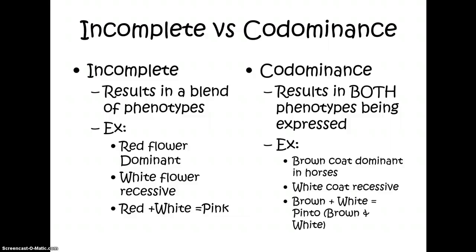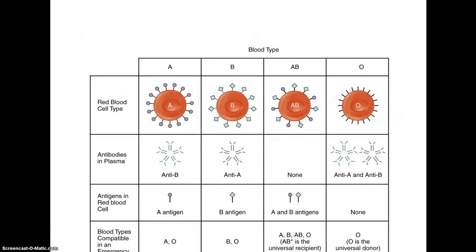Okay, brown coat, let's say is dominant in horses. I don't know if it really is or not. Okay, white coat, let's say it's recessive. If you have a brown male and a white female, or a white female, brown male, they have an offspring, you're going to get pinto because those genes are codominant, which means it's going to show both brown and white.